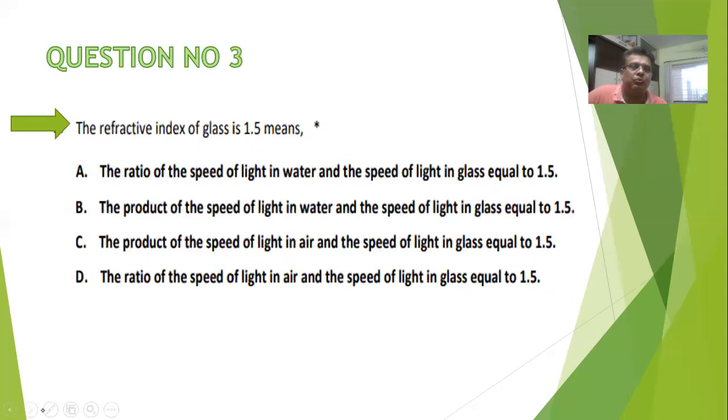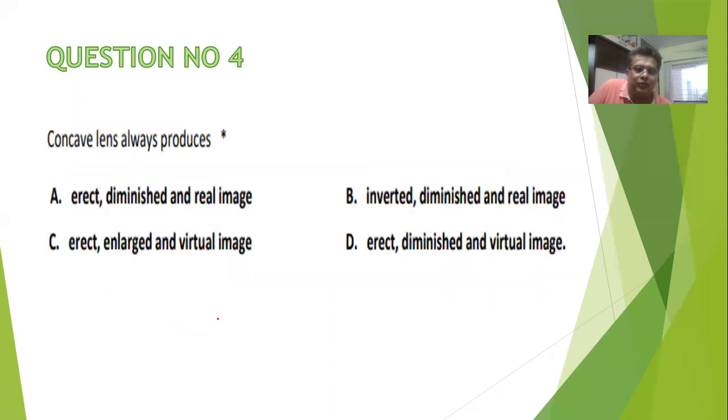Let me move on to the next one. The refractive index of glass is 1.5 means. The moment refractive index comes up, I should understand what the definition of that is. Later, I will be writing, dear students, Ng. What is Ng? Ng is nothing but the refractive index of glass. Let us assume that way.